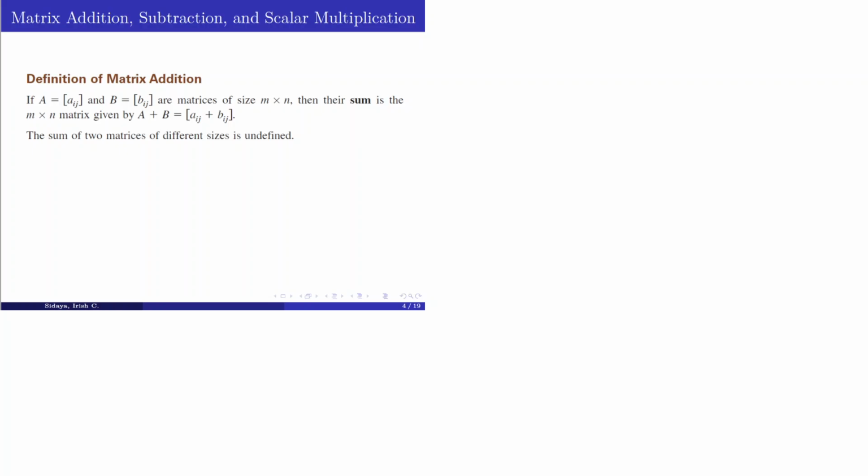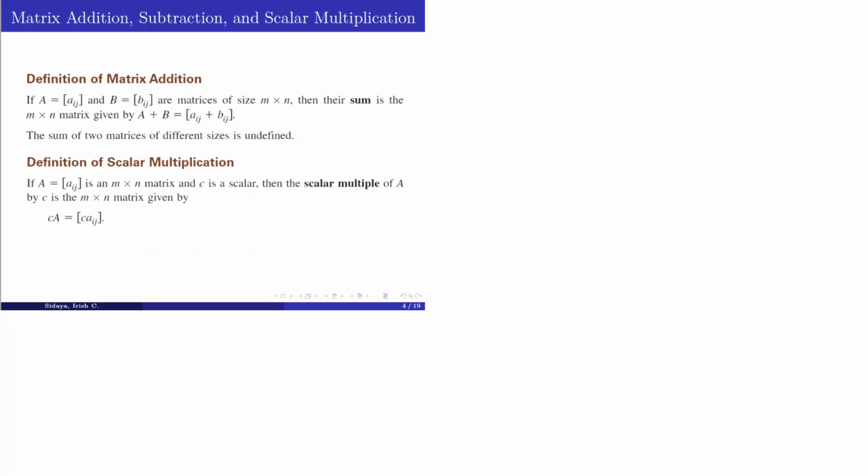Now let us proceed with the operations on matrices. First, we have the matrix addition. If A and B are matrices of size m by n, then their sum is the m by n matrix given by this, where we simply add the corresponding elements of A and B. Note that the sum of two matrices of different sizes is undefined.